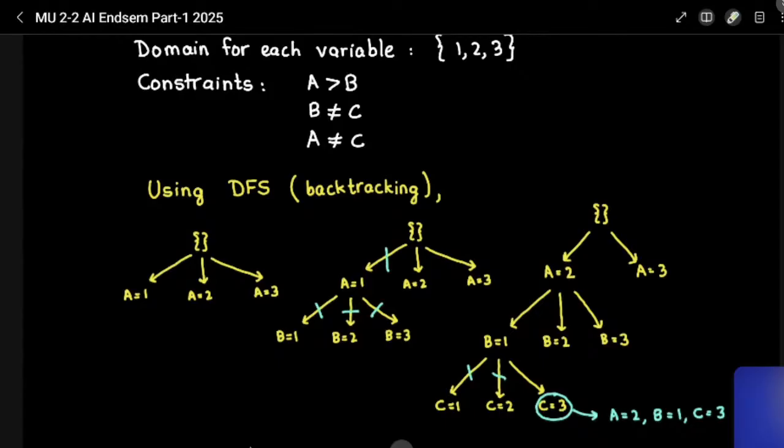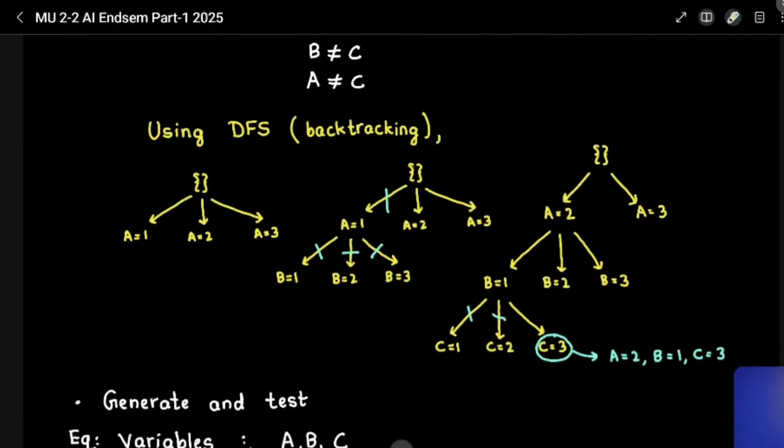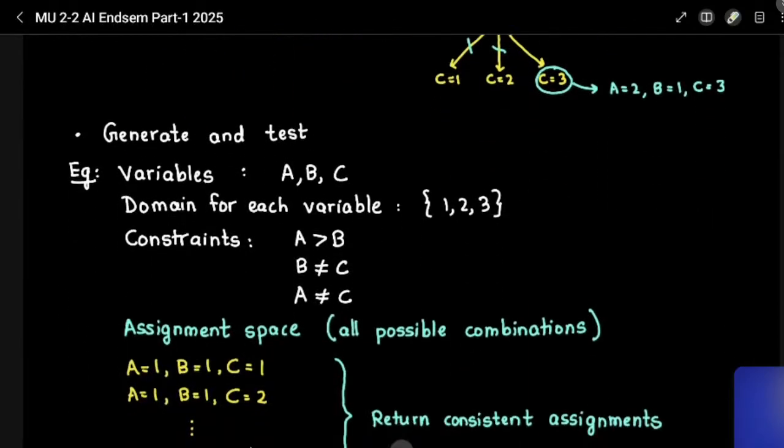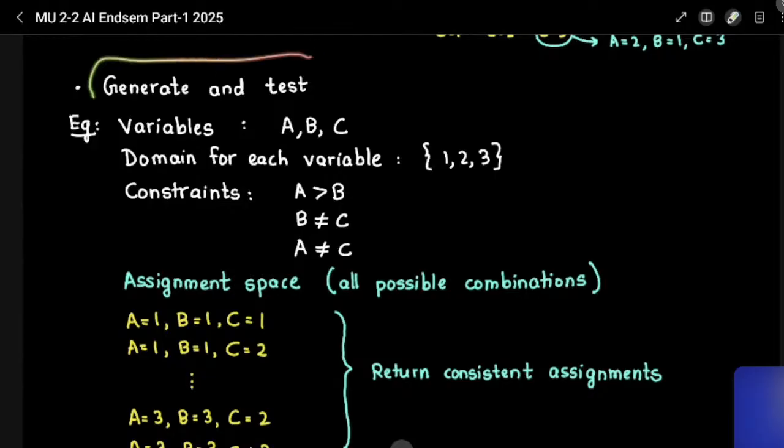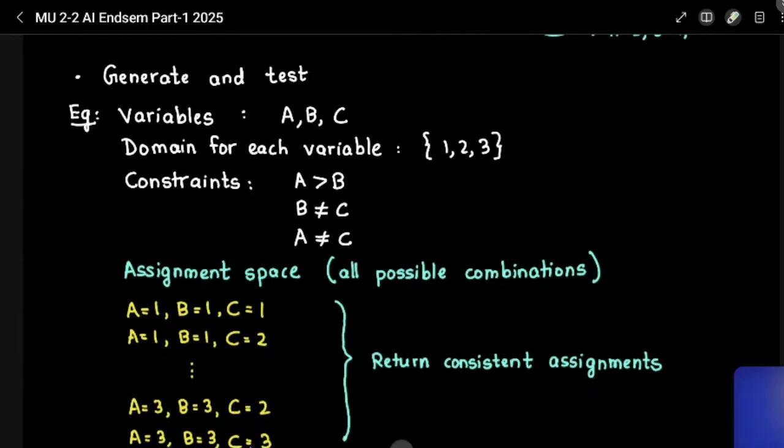I took DFS specifically because this should show you backtracking, because backtracking will come later as well. There are other ways to solve CSP as well. There's something called generate and test. I think it's a common idea, like many algorithms come under generate and test. The common idea is this.